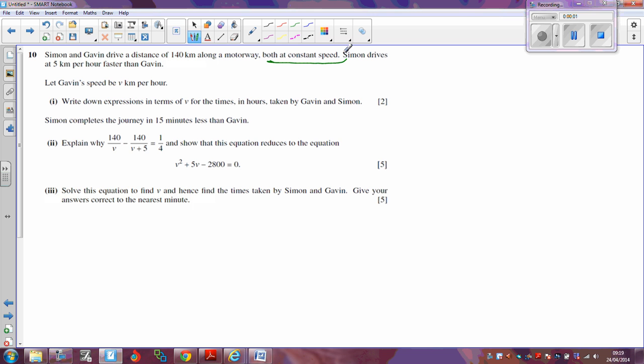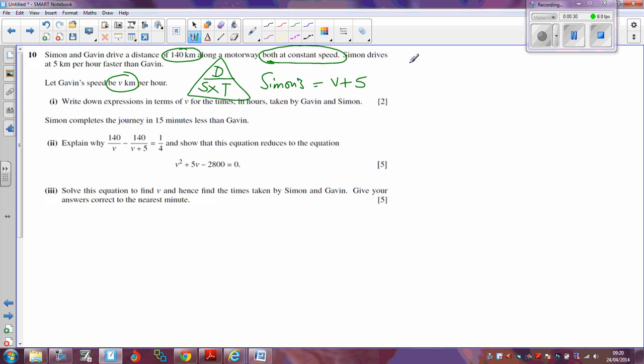There's a question where we have somebody travelling at constant speed, which means that we can use the simple relationship between speed, distance and time, so the DST triangle if you like. Right, now it says Simon and Gavin drive 140 kilometres, so they both go the same distance, both at constant speed. Simon drives at 5 kilometres an hour faster than Gavin. So if Gavin's speed is v, then Simon's speed is going to be v plus 5.